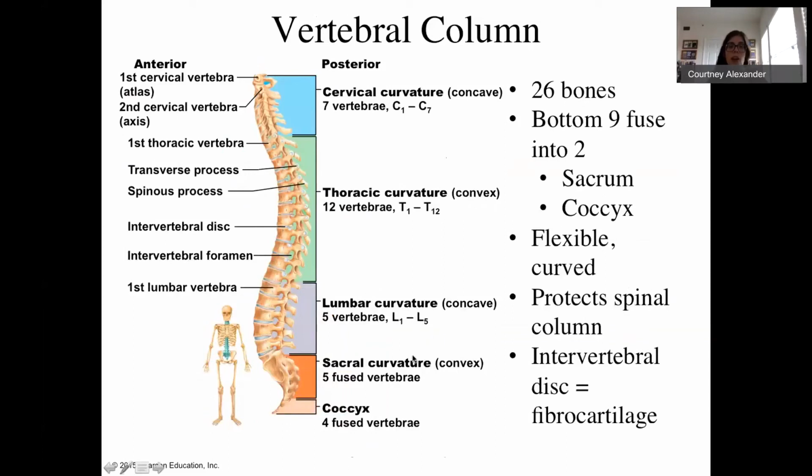At the top, we've got our cervical curvature made of 7 vertebrae, then our thoracic made of 12, lumbar made of 5, and then at the bottom we have fusion of 5 bones in our sacrum and 4 bones in our coccyx. And you can see that the spine has a nice curve to it. It's flexible, and its major function is to protect our spinal cord and support our posture. In between the bones are intervertebral discs made of fibrocartilage that are squishy.